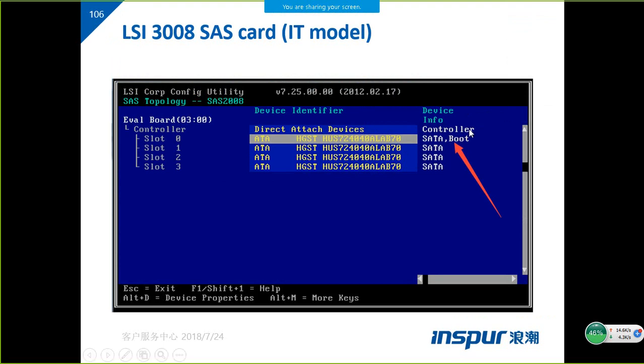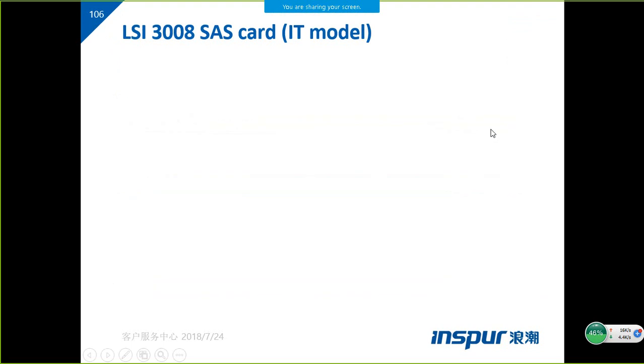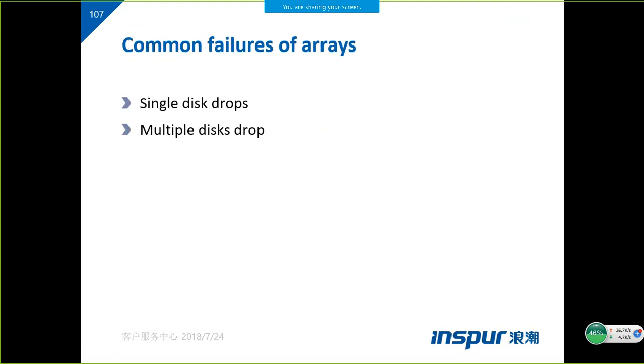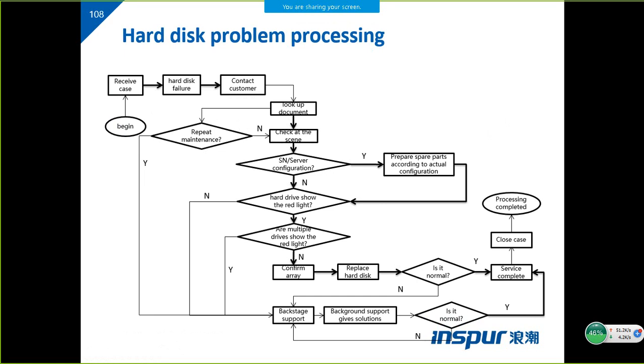So here is the boot with Alt B on your keyboard. And the common failures of arrays: single disk jobs, multiple disk jobs. Actually, this is the processing on how to deal with the hard drive problems.